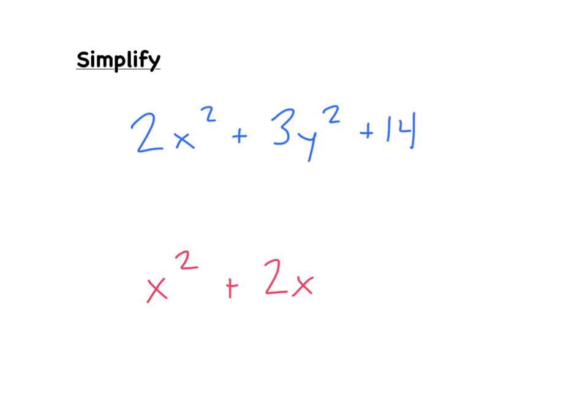Same with this x and this y. Do you see how this is an x and this is a y? We cannot combine these like terms. This is actually x squared and this is y squared. We cannot combine these terms. So this right here, this is already simplified.